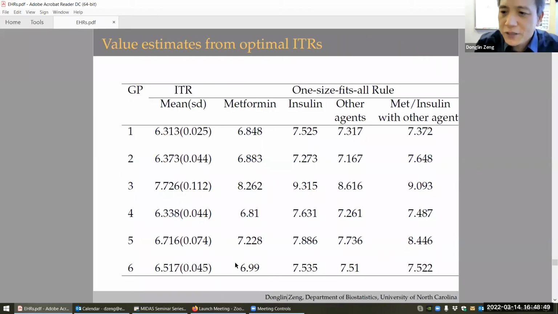Okay, so this table is our final result. Basically, we do this machine learning and get this optimal treatment rule, right? But obviously, we need to say how good your rule is, and does it really help or not?